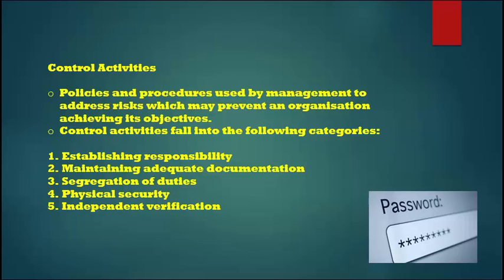Control activities usually fall into the following 5 categories: establishing responsibility, which is knowing who is responsible for the performance of a task; maintaining adequate documentation, always producing accounting information that is reliable; segregation of duties, separating duties of a task among multiple employees; physical security, safeguarding a company's assets and records, for example computer passwords; and independent verification, which is reviewing and reconciling information within an organisation.